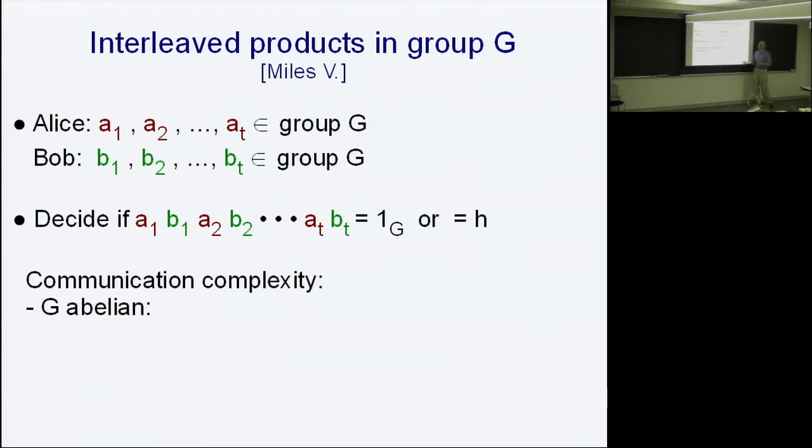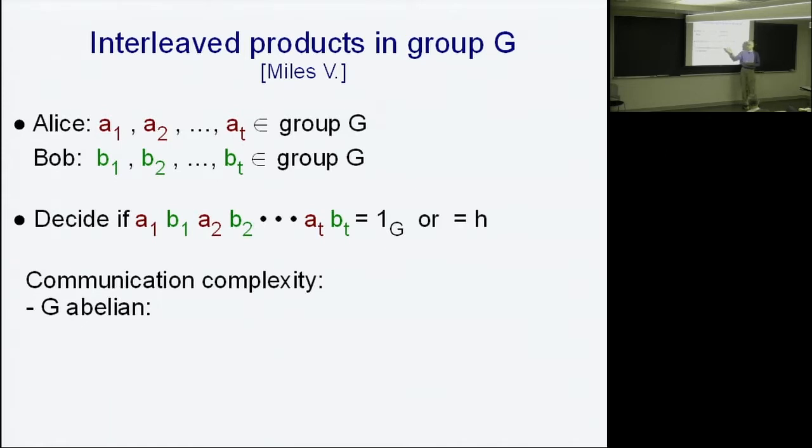So let's think just of communication complexity for a second. Alice gets as input a tuple of length t of elements from the group, and Bob also gets a tuple of elements from the group, and they want to decide if the interleaved product, A1 B1 A2 B2 dot dot dot At Bt, is equal to either one in the group or to some other fixed element H. So it's either equal to one or H, and they want to know which of the two it is.